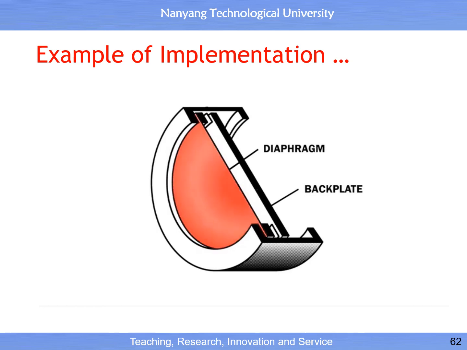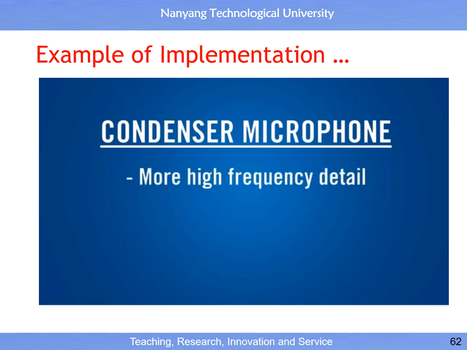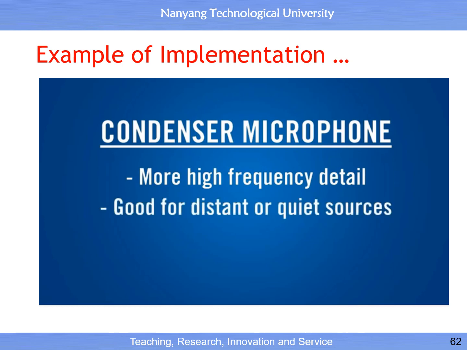As the diaphragm moves back and forth, it changes the electric field between the diaphragm and plate, which generates an electrical signal that corresponds to the sound. Since there is no voice coil in a condenser mic, the sound waves only have to move the diaphragm. This gives condenser mics better high-frequency detail than dynamics. This makes them ideal for miking stringed instruments, percussion, piano, or subtle vocals. Condenser mics usually have higher output than dynamics, so they're good for distant or quiet sources.